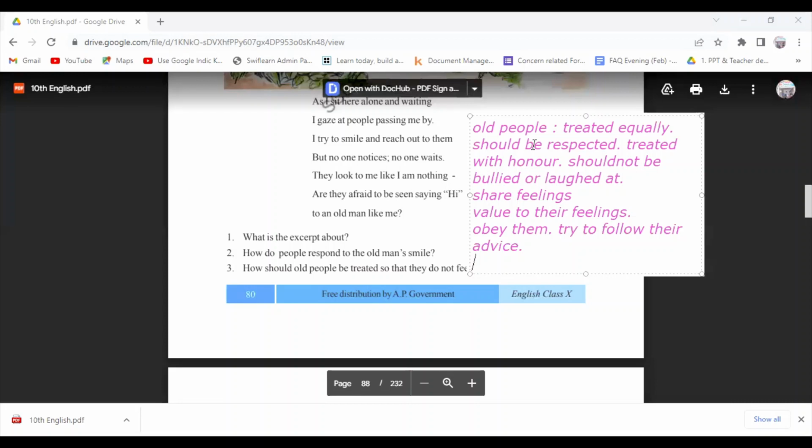So if we treat the older person as mentioned above, whatever I have mentioned, they do not feel any more neglected. They will not feel that they are being neglected. Okay. So I repeat the answer once again. Just check the answer.